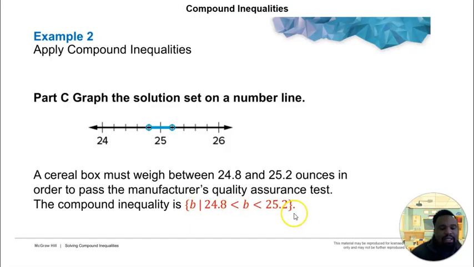And if we were to graph this, we have open circles. So we've got an open circle on 24.8 and then an open circle on 25.2.